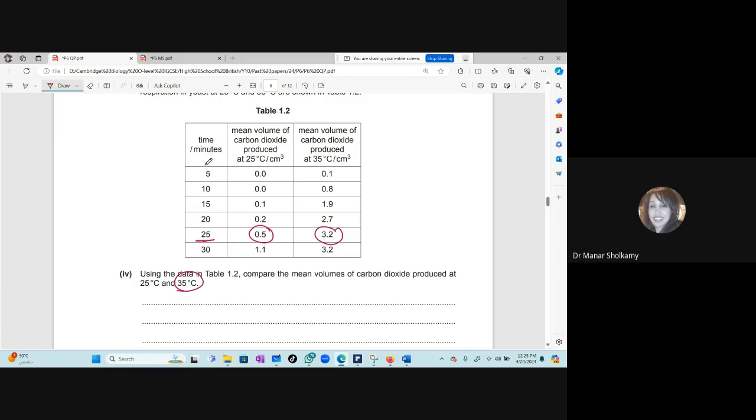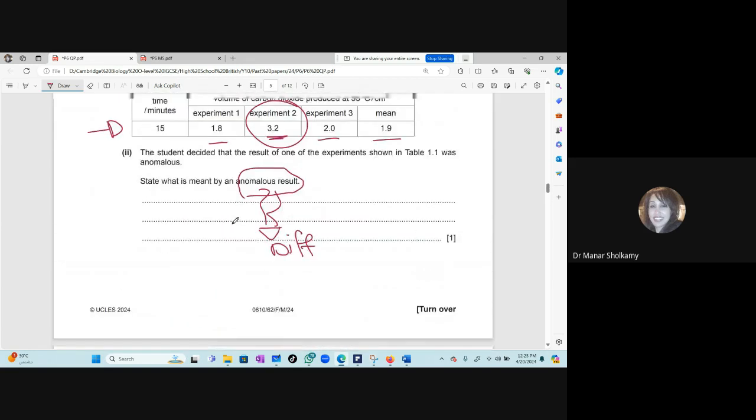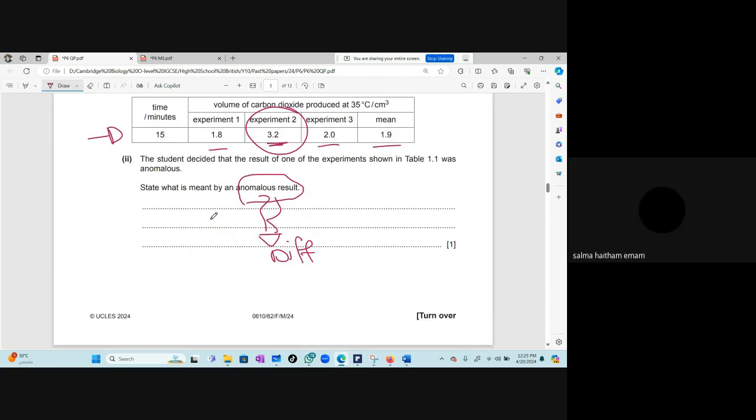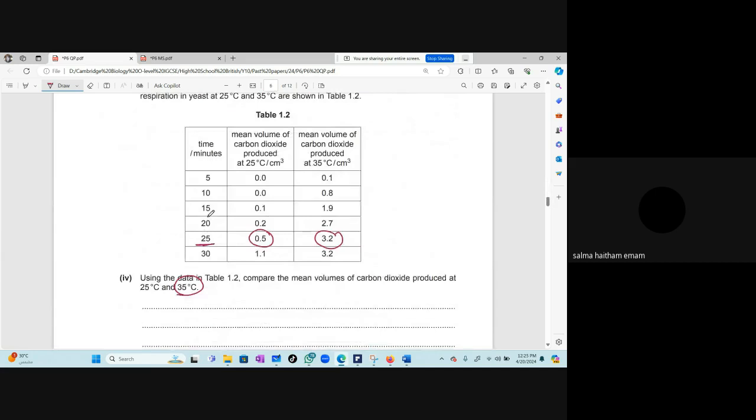And where is 35? 35 is definitely somewhere else. Miss, is it the table? Huh? The temperature was on the left, this is the right side. Here is the carbon dioxide produced, right? 25 and 35, right.